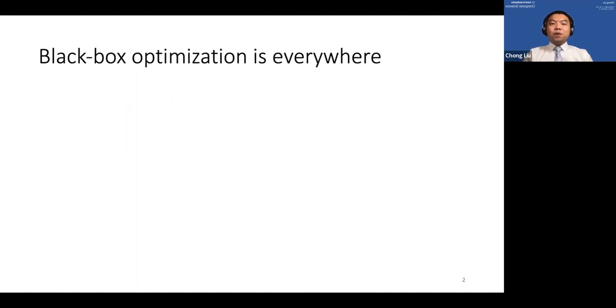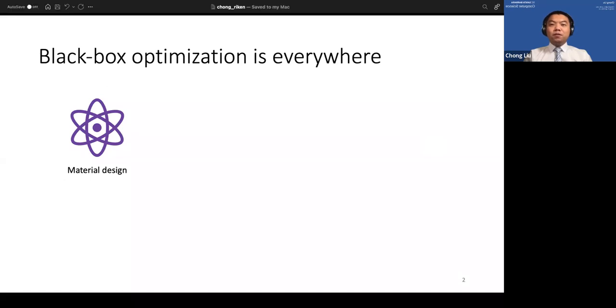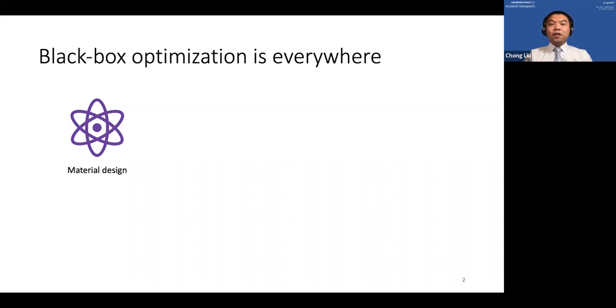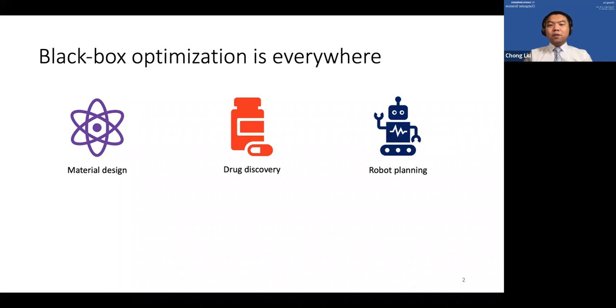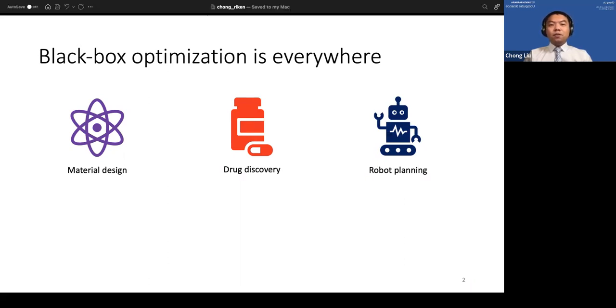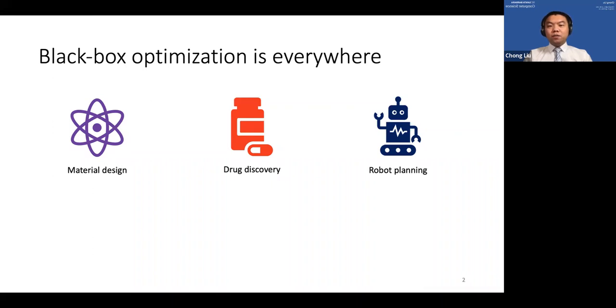First, black box optimization is everywhere. For example, in material design, material scientists want to generate some material and they need to carefully choose different processing parameters, for example the temperature and the pressure, and it goes through some black box chemistry process to generate the material. It is very similar in drug discovery. And also in robot planning, let's say here is a cleaning robot. The robot needs to make decisions, take actions to walk around your house. And the whole optimization goal is to do the cleaning of your house.